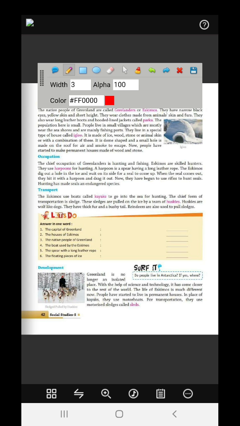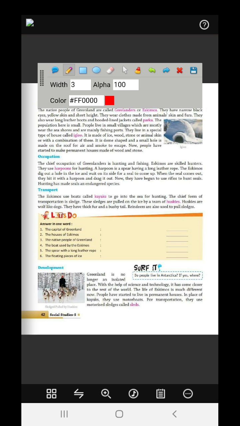They also wear long leather boots and hooded lined jackets called the parka, because they have to survive those severe cold conditions, right? That's why they need to protect themselves. And therefore, they need all these things.